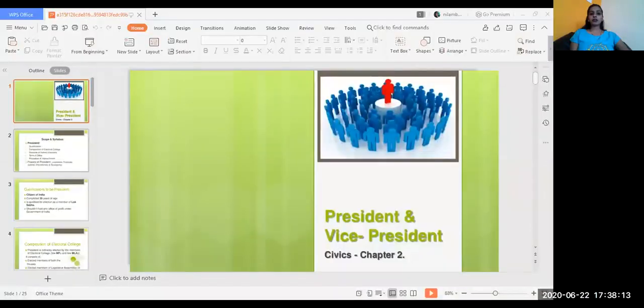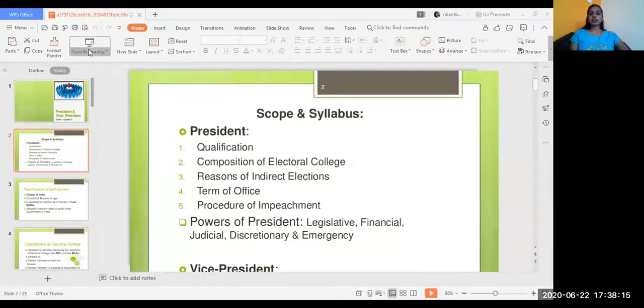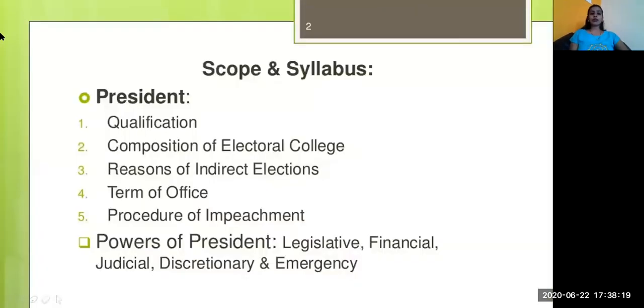Sharing one PPT with you all, we are going to study in detail about the President and the Vice President of India. In this chapter, we are going to study about the qualifications, composition of electoral college. Composition means who all elect the President and the Vice President of India. Reasons of the indirect election, term of the office, process of impeachment, and their roles and functions.